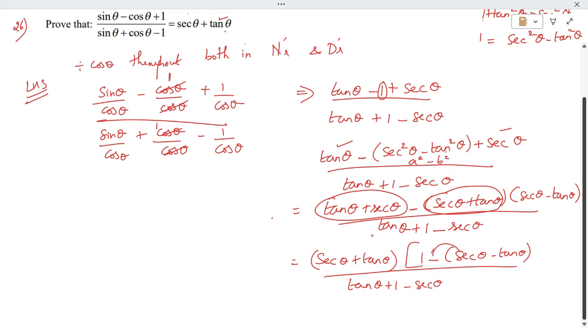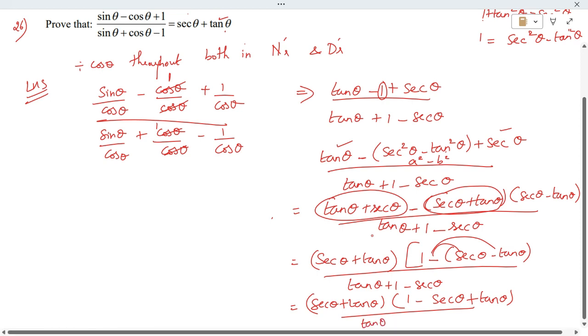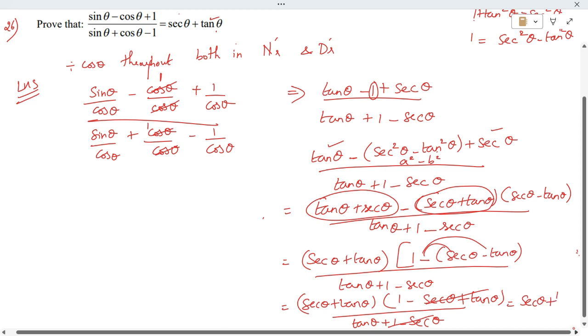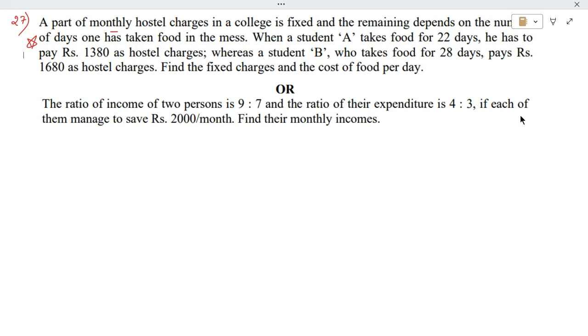Now you multiply by minus. So you will get secant theta plus tan theta into 1 minus secant theta plus tan theta, divided by tan theta plus 1 minus secant theta. You can see that these two terms are same, positive 1 minus secant theta plus tan theta, right? So cancel these two. Your answer will be secant theta plus tan theta. That is what I have to prove, isn't it? Hence proved.